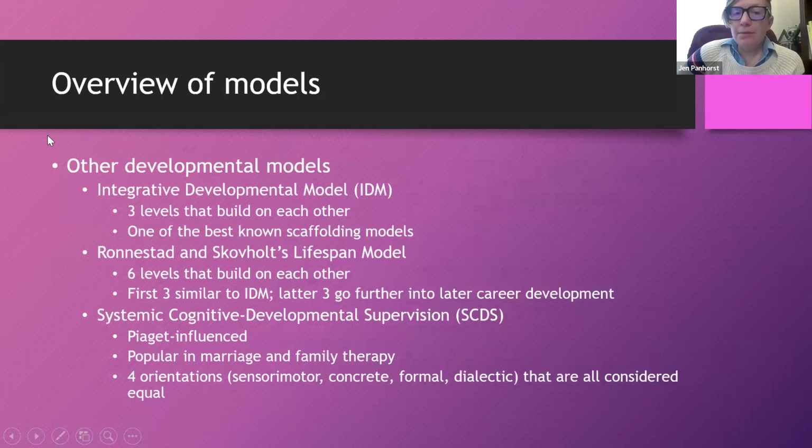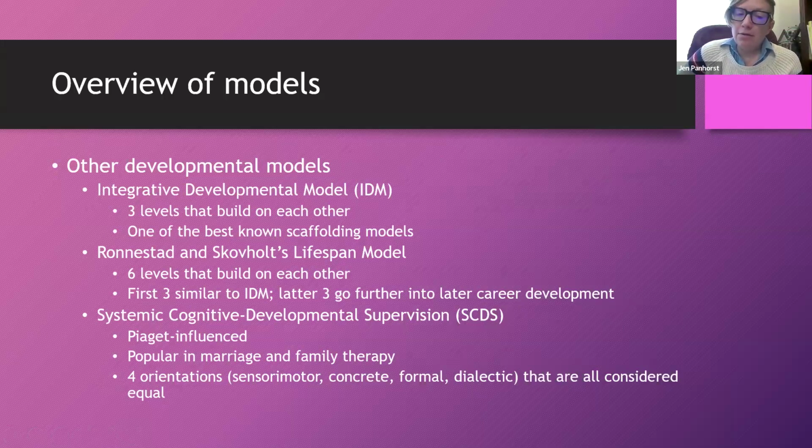So some examples of other developmental models: the integrative developmental model, or IDM. This is probably one of the best known that's out there, and it's got 3 different levels. Ronnestad and Skovholt's lifespan model, I probably mispronounced that. They take the 3 from IDM and then built 3 more on top of that to reflect later career development.